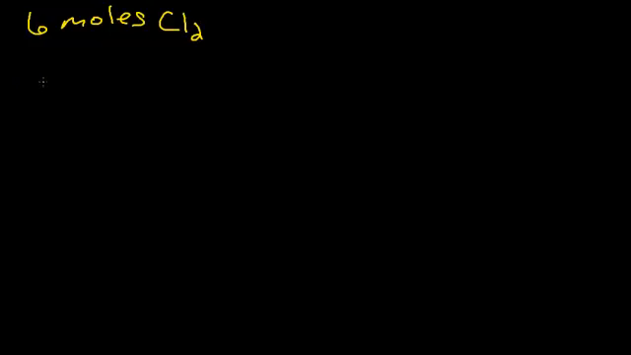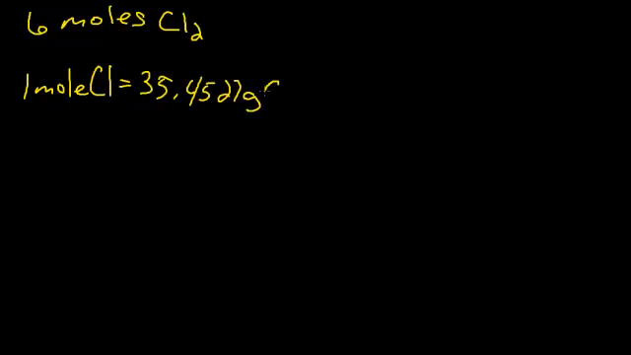Well, we'd have to go to the periodic table. Chlorine is number 17, and its mass is 35.4527. If your numbers are slightly different, it's okay. That number means that 1 mole of chlorine has 35.4527 grams. All right, now that's for chlorine by itself.